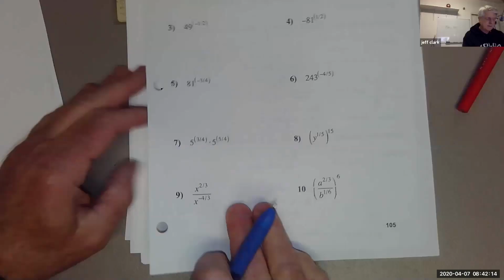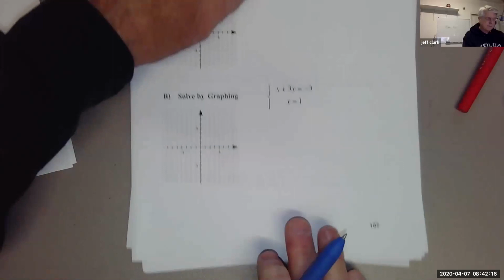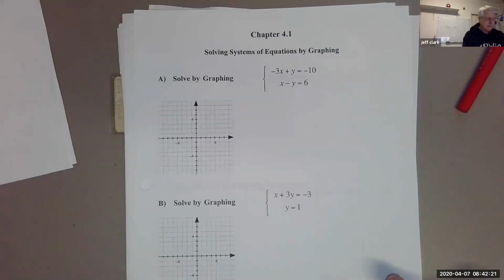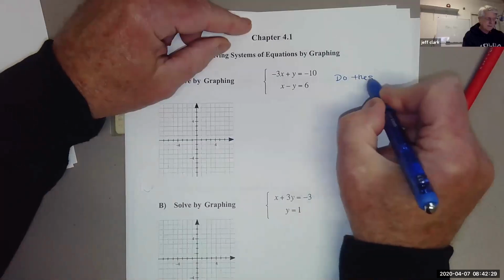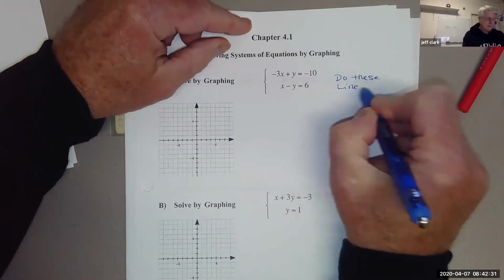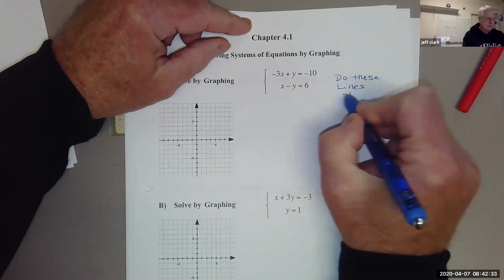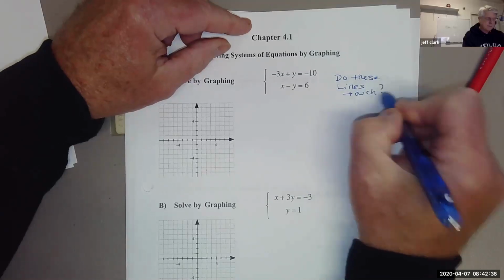So now to the graphing part of it. What about the graphing? In graphing this, what we're looking for is, do these lines touch? That's the question.